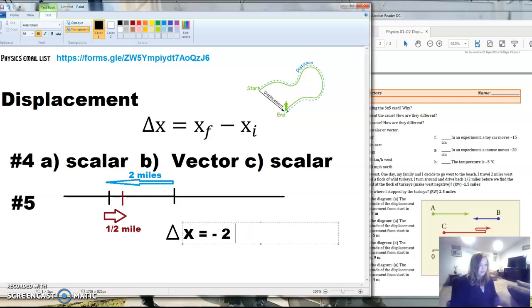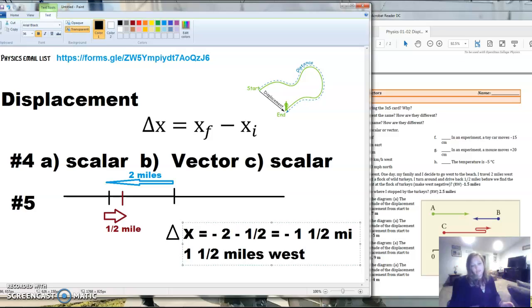subtract a positive 1/2 mile, and that's going to give us the answer negative 1 and 1/2 miles. The reason it's negative 1 and 1/2 is because it's telling us that it is going west. So we can actually change it and say it is 1 and 1/2 miles west. Okay, so that should give you an idea how to do number 5.